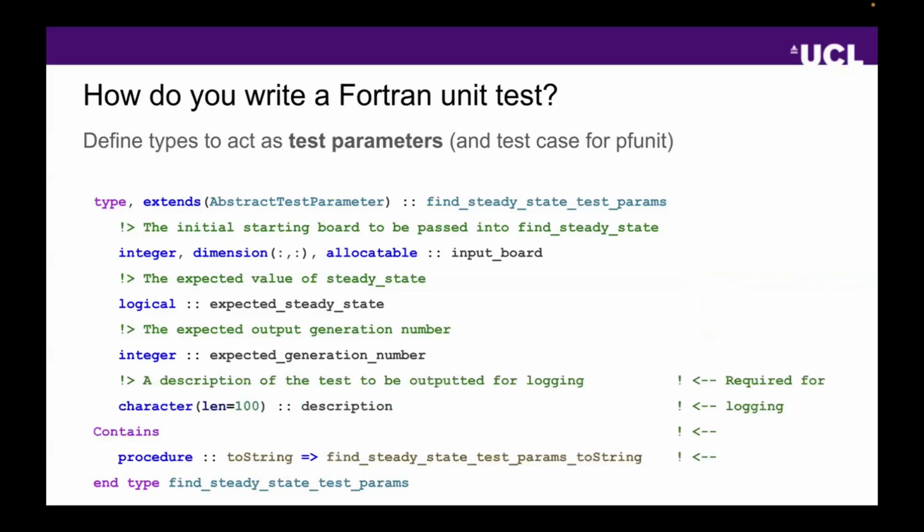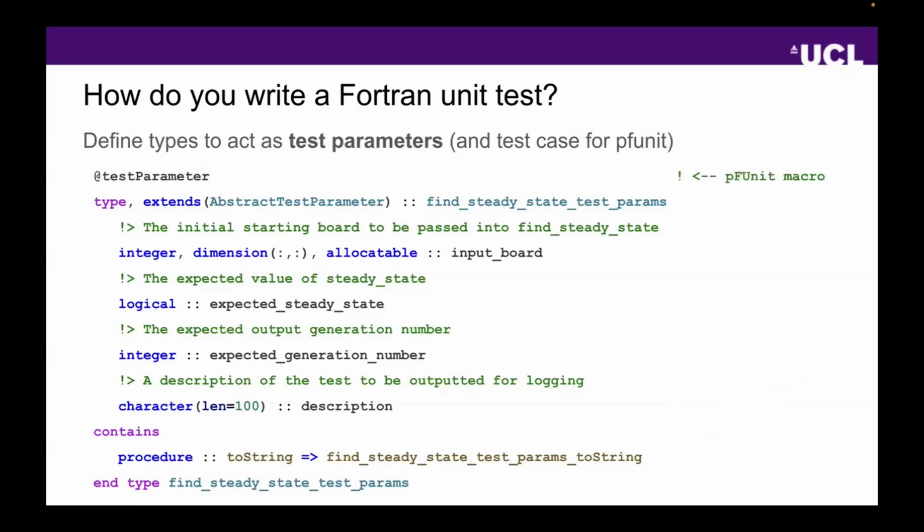And then the last bit is sort of a bit of boilerplate, but it's something which allows funit to log information about this particular test case in the event of a failure. And we'll see a bit more information about that in a moment. That's just description, and then a type-bound procedure called toString with a bit of a longer name as well. Okay.